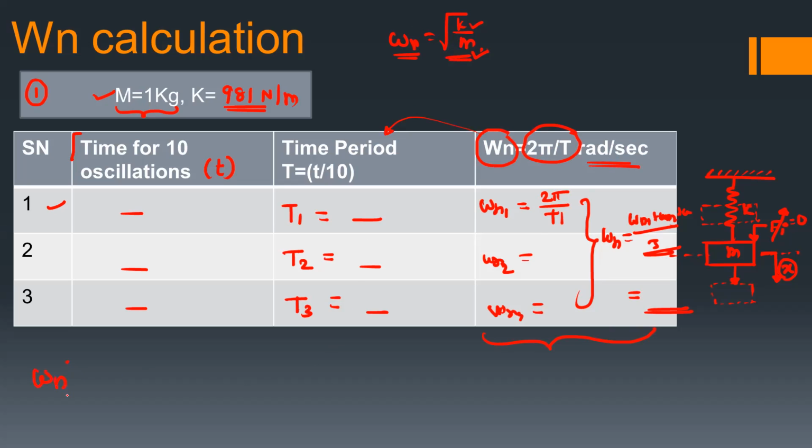So the theoretical value of omega n is square root of k upon m. Put the value 981 and the mass of 1 kg and find the value. So this is equal to 31.